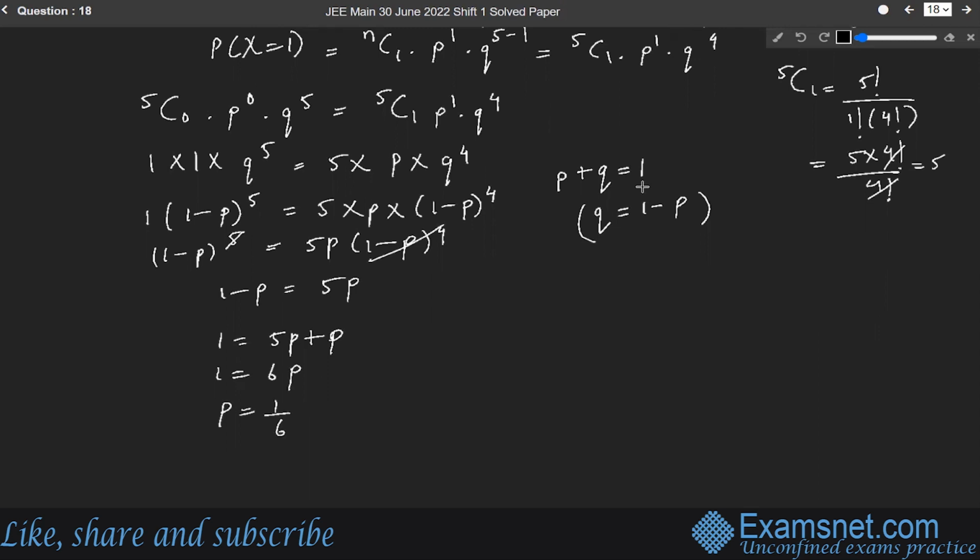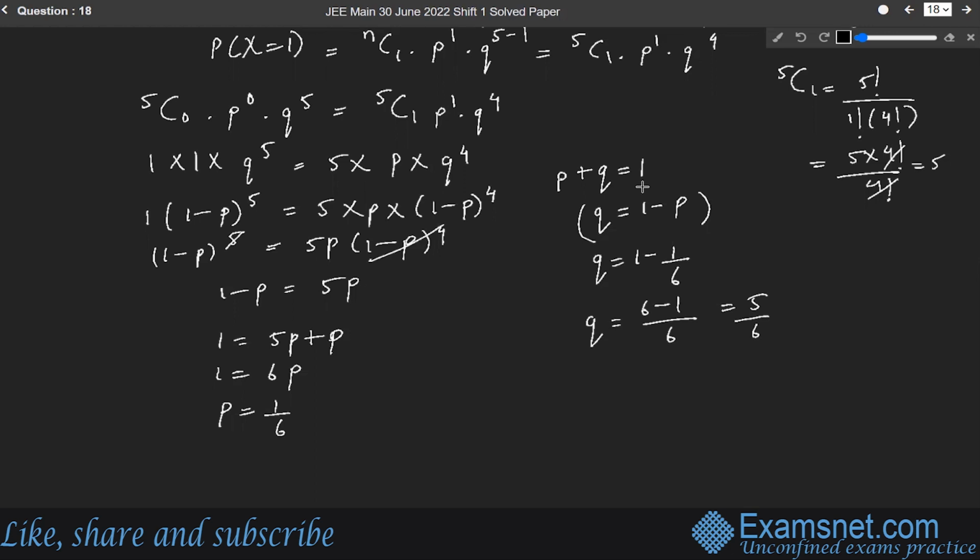Since we have the value of p, we can find q. What is q? q is 1 minus p. So q will be equal to 1 minus p. What is p? 1 by 6. So by taking the LCM, it will be 6, then 6 minus 1. So q will be 5 by 6. Now we have both the values, p and q.